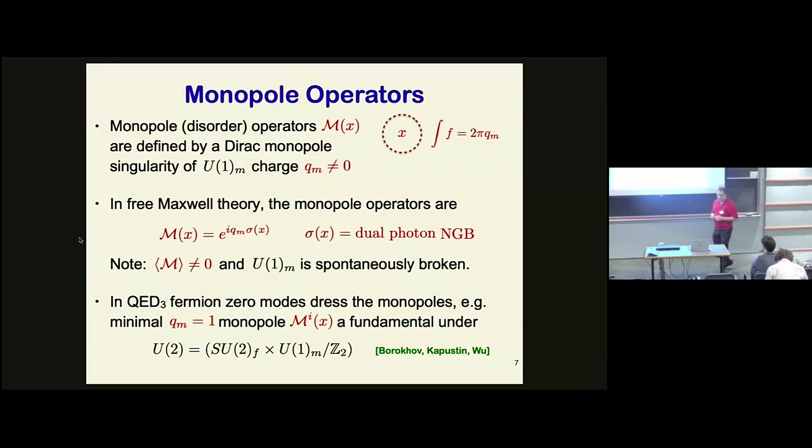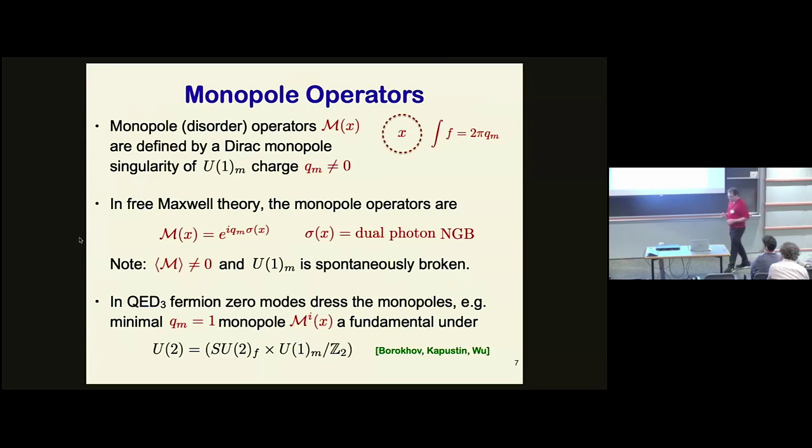If we're talking about free Maxwell theory without charged matter fields, then there's a simple dual description of the monopole operator, because you know that you can dualize a free photon into a compact Nambu-Goldstone boson in 2+1 dimensions. This is usually called the dual photon. Here I'll call it sigma. And in terms of sigma, the monopole operators of charge Qm are just these exponentials in sigma. And in particular, since sigma is just a Goldstone boson, these monopole operators have a VEV, and therefore they spontaneously break the U1 magnetic symmetry, and sigma is the associated Goldstone boson.